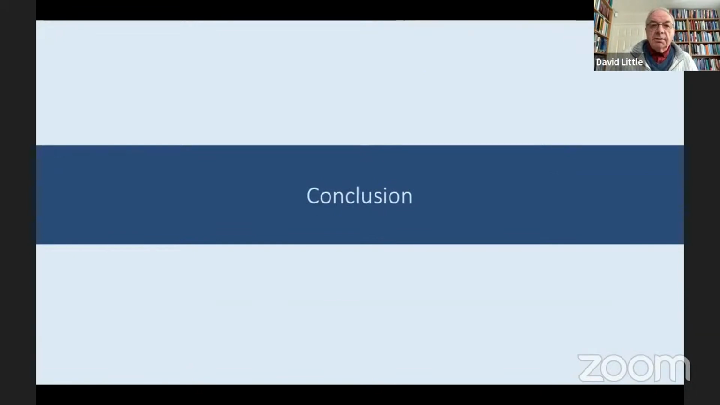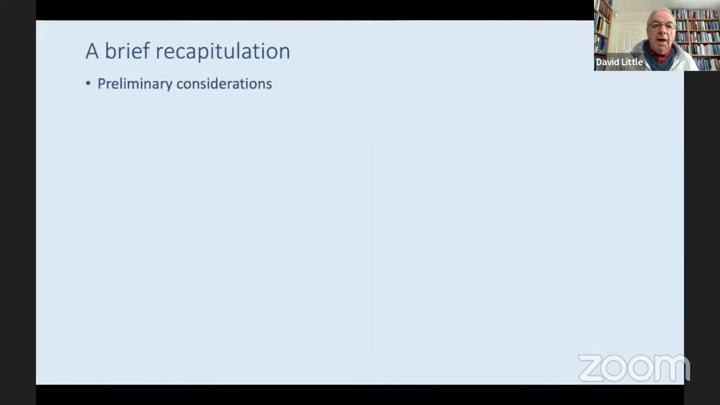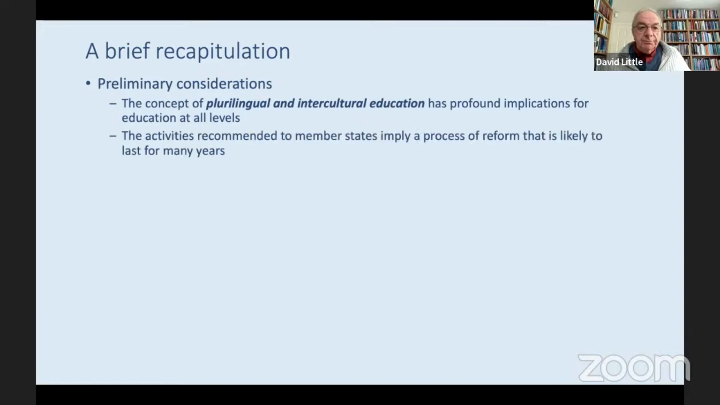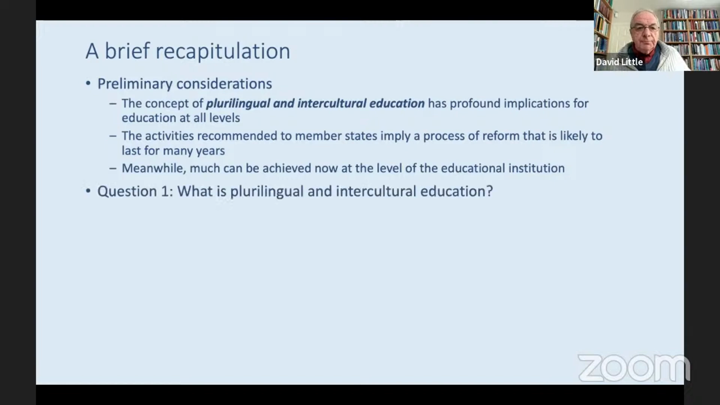Let me briefly conclude. I began by pointing out that the concept of plurilingual and intercultural education has profound implications for education at all levels. I noted that the activities recommended to member states imply a process of reform that's likely to last for many years. But I also insisted that much can be achieved now at the level of the educational institution.